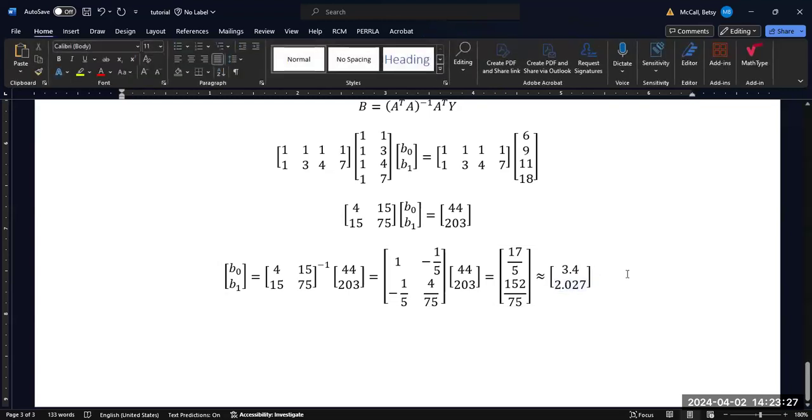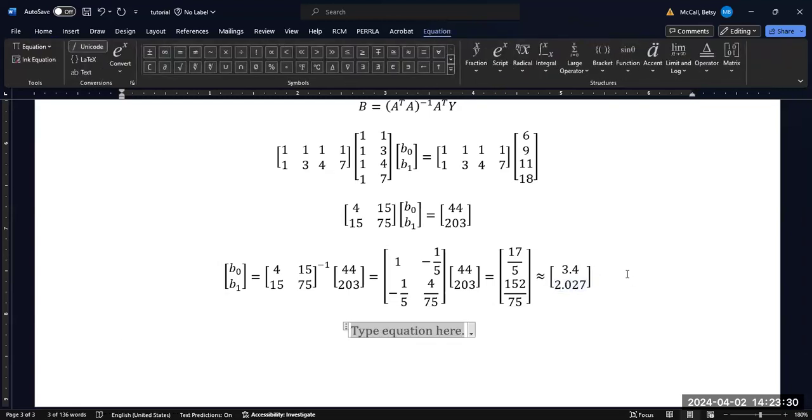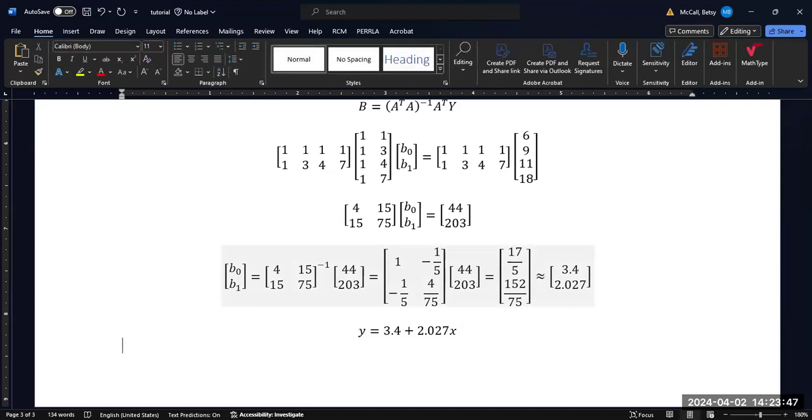Now, what do we do with these coefficients? Well, what this is saying is that in our equation of the line of best fit, the first coordinate is our constant, and the second coordinate is our coefficient of x. Now, if we go back to a graphing program and plot this through our points, we can see whether or not this actually does what we expect it to do.